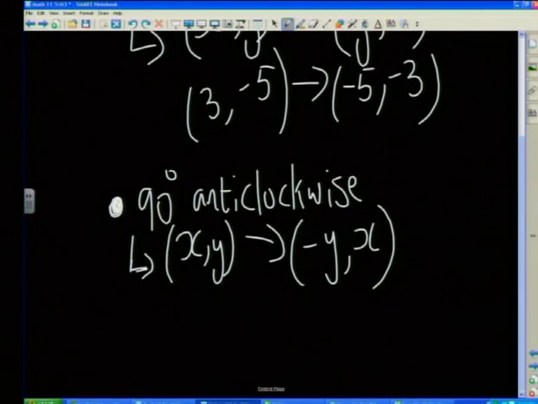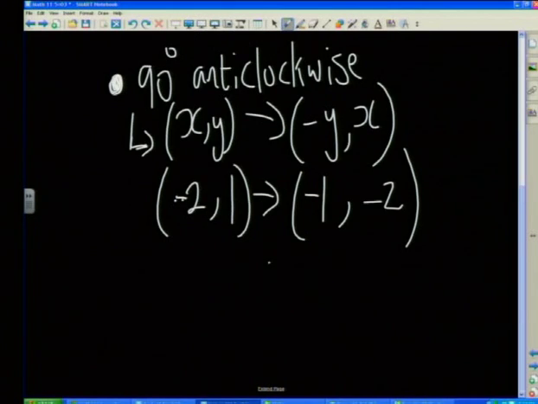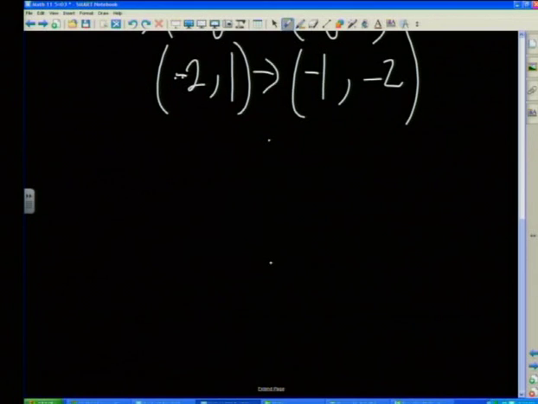And if I do an example again, I'm going to use minus 2 and 1 maybe. Minus 2 and 1. What does it become after the rotation? The x moves to the end, so the minus 2 moves to the end, minus 2. And your y moves to the front and becomes negative, so 1 becomes negative 1. Okay, and the last one that we covered in terms of rotations was the one with 180 degrees.